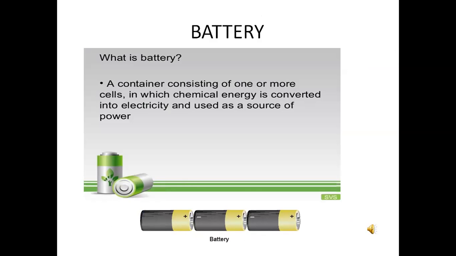Battery. What is a battery? A container consisting of one or more cells in which chemical energy is converted into electricity and used as a source of power. We call cells batteries only when two or more cells are combined together. A cell is a single unit that converts chemical energy into electrical energy, and a battery is a collection of cells. So two or more cells combined together make a battery.